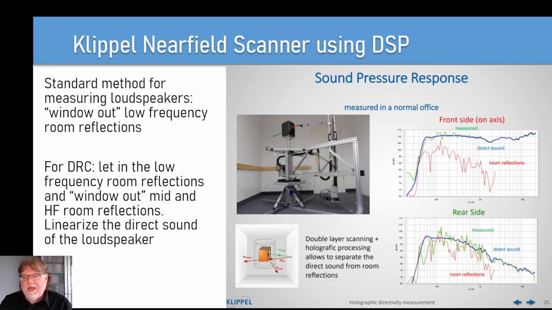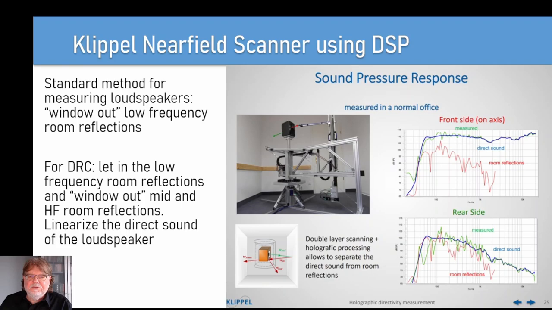Here we have some examples of that where we can see what the direct sound is and what the room reflections are. And so when we measure the loudspeaker at all the different angles, we can window out the room reflections. Now, in the case of digital room correction, it's somewhat the opposite as far as low frequency is concerned. We want to have both the loudspeaker and the room come into the measurement, and then as we move up in frequency to the mid-range and the high frequencies, we actually want to window out the room reflections. And so we're only linearizing the direct sound of the loudspeaker.